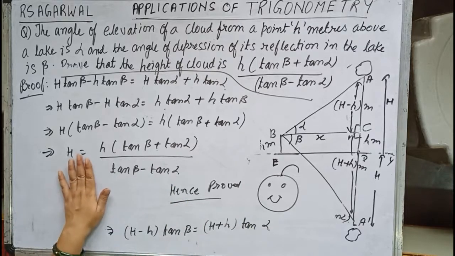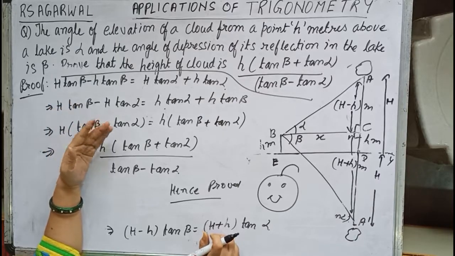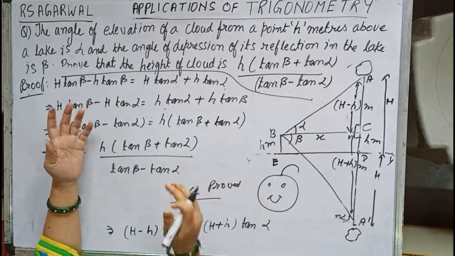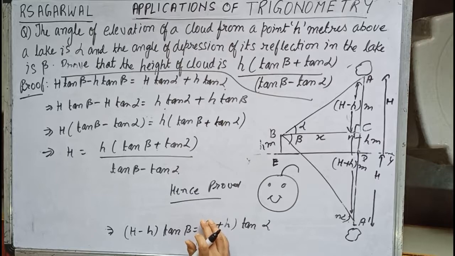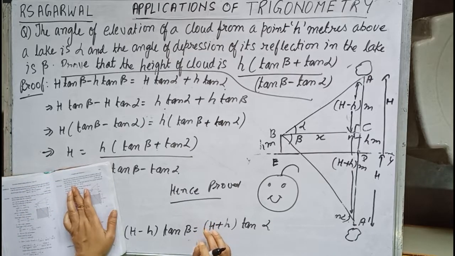Now the same question, if in place of small h, alpha, beta, one value is given, then what do we have to prove? That example is also given in this R.S. Agarwal. It is given as example number 19.